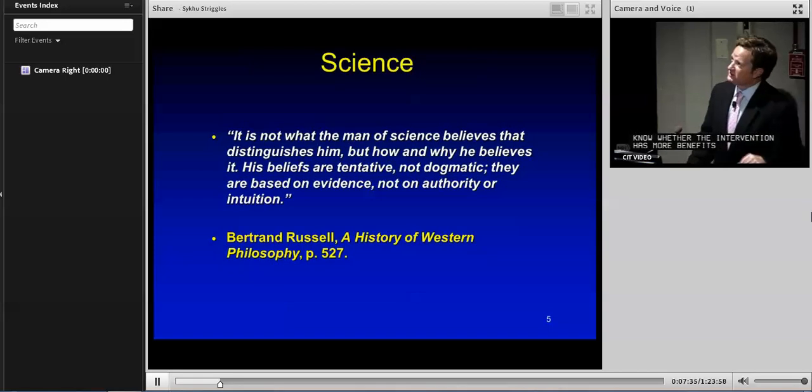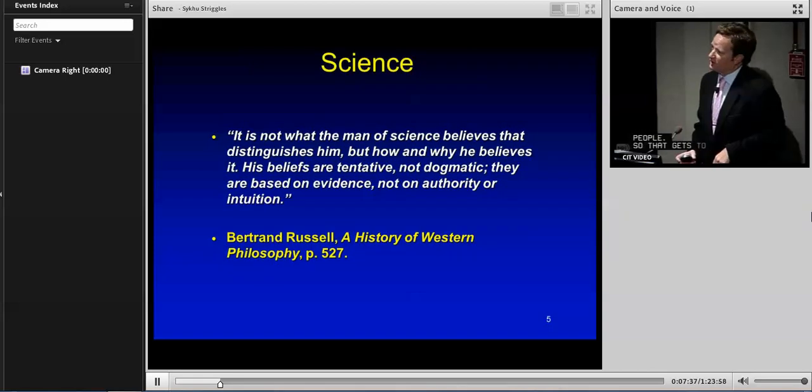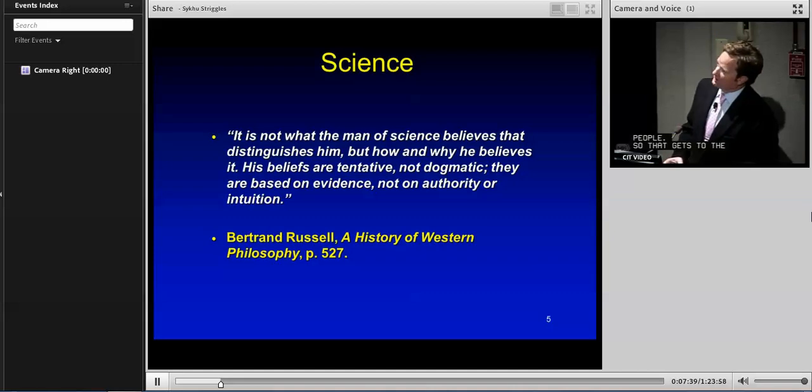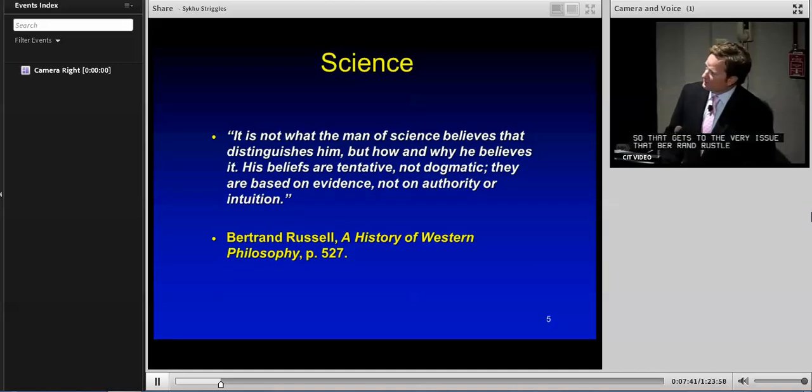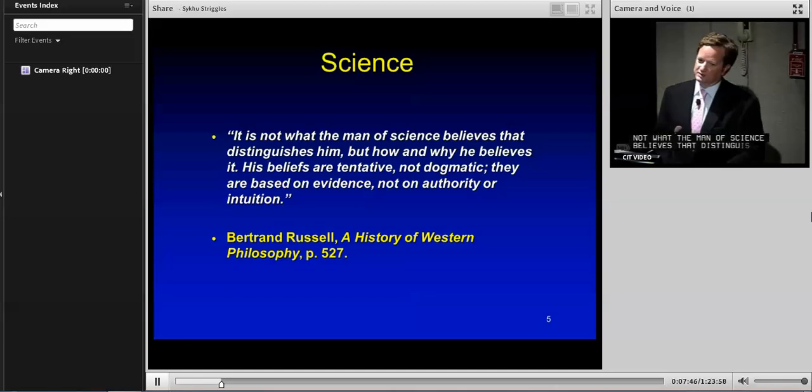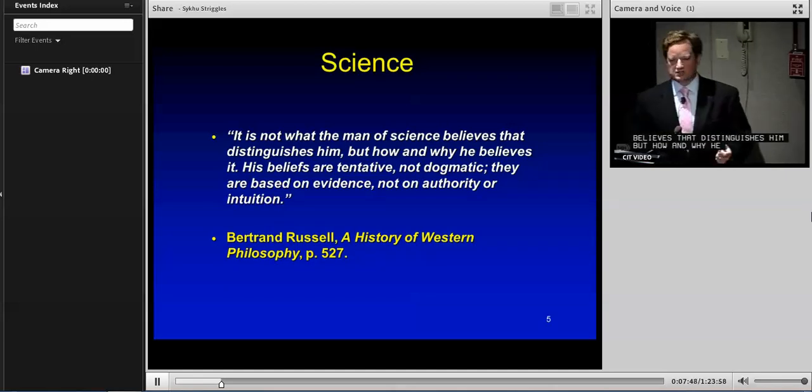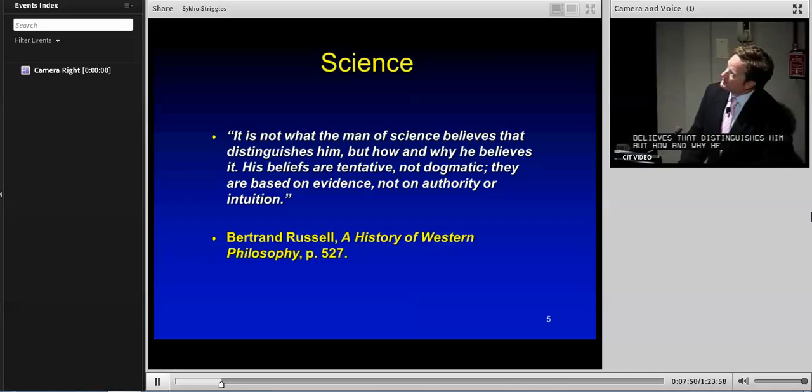So that gets to the very issue that Bertrand Russell brought up in his History of Western Philosophy. It's not what the man of science believes that distinguishes him, but how and why he believes it. Meaning methodology is important here. The beliefs are tentative, not dogmatic, and they are based on evidence, not on authority or intuition.